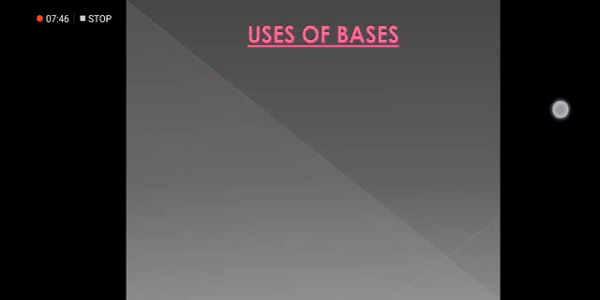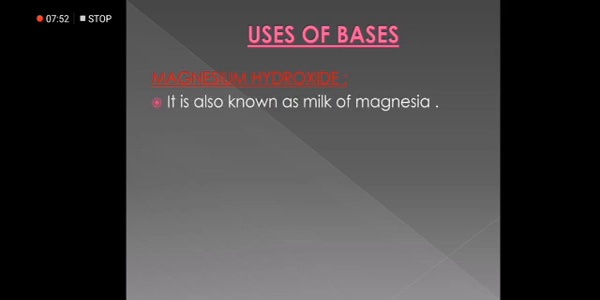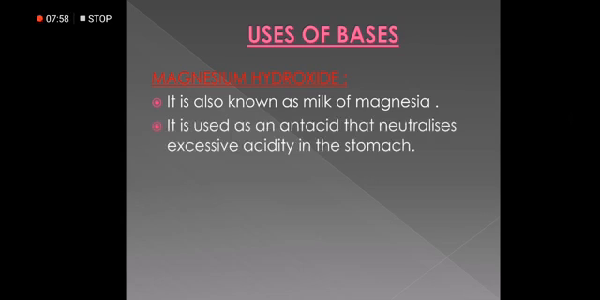Few more bases and their uses are as follows. Magnesium hydroxide. This is an important base and is also called milk of magnesia. Milk of magnesia is used as an important antacid. Now, what is an antacid?